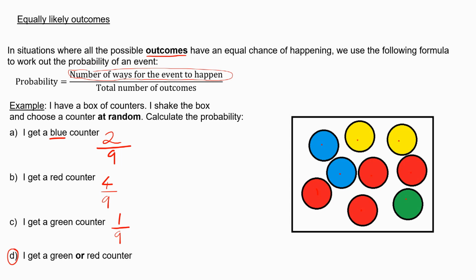For D, I want to work out the chance of getting a green or a red counter. So I need to count how many ways I can get either a green or a red. Well, even though I'm only choosing 1 counter, there are 4 reds and 1 green. So in fact, there are 5 possible ways I can get a green or a red, which satisfies my event. And there are 9 counters. So there's a 5 out of 9 chance that I get a green or a red counter. And if you notice, that's just 4/9 plus 1/9.